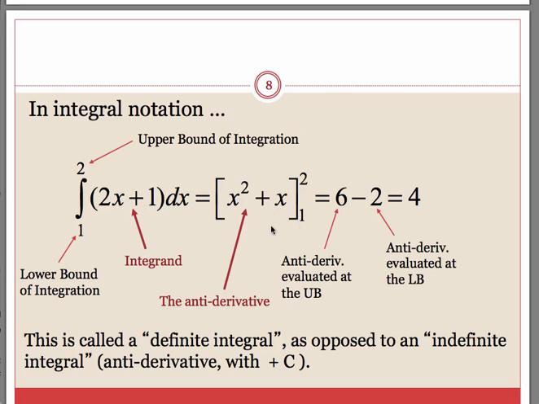And the way in which you see this written is typically how we write it. To evaluate this, we substitute the 2 in first. So if you do 2 squared plus 2, that's where the 6 came from. Minus, it's always a minus. Now we substitute in the lower bound, the 1. So if we do 1 squared plus 1, that's where the 2 came from. And voila, notice you get the same answer that we got by using the trapezoid area formula.